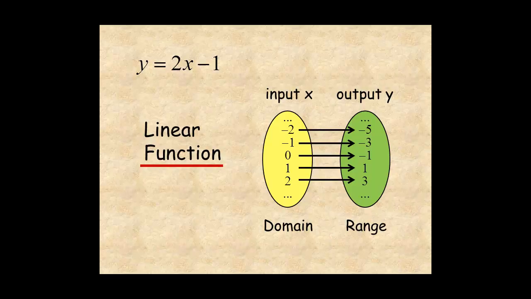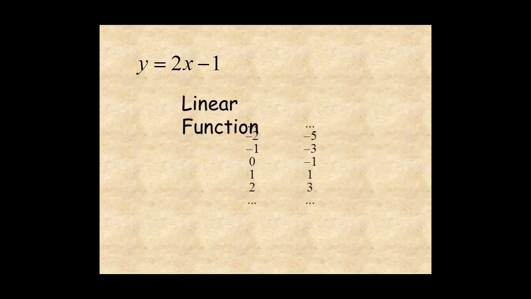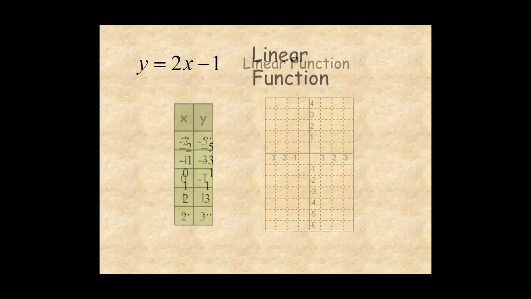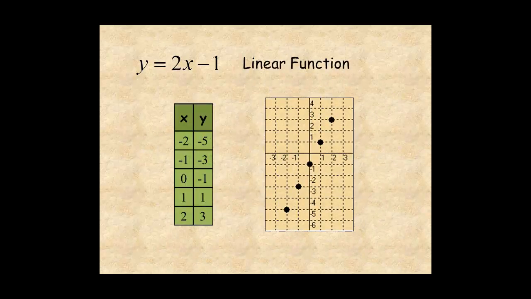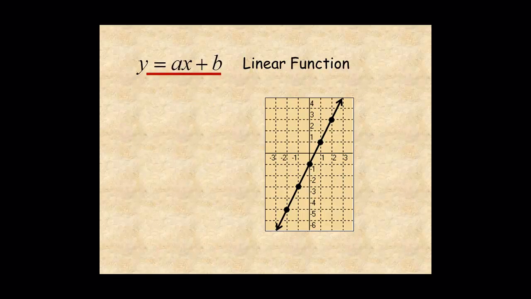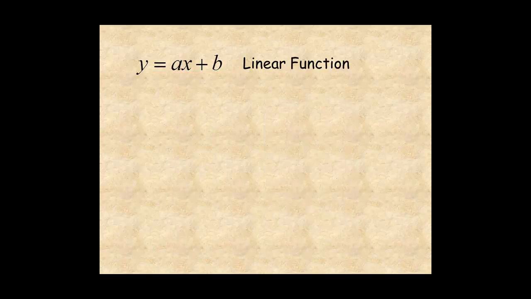If you organize some of these xy pairs into a table and graph them, you can see they're all points on a single line. The word linear comes from a Latin word that means line. In general, any function of the form y equals ax plus b is a linear function whose graph is a line.